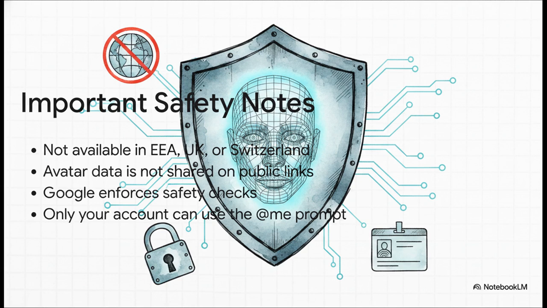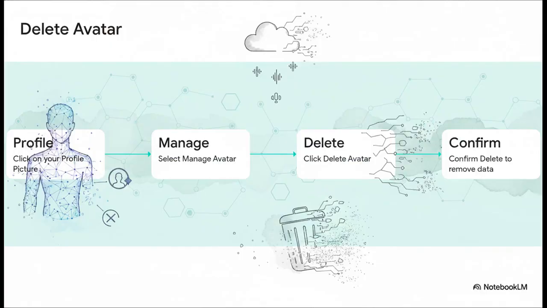And the biggest security feature of all? Absolutely no one else can use your likeness. Only your specific authenticated account can use your @me prompt. Your face belongs to you. Period. And this brilliantly illustrates how transparent Google is trying to be with your data here.